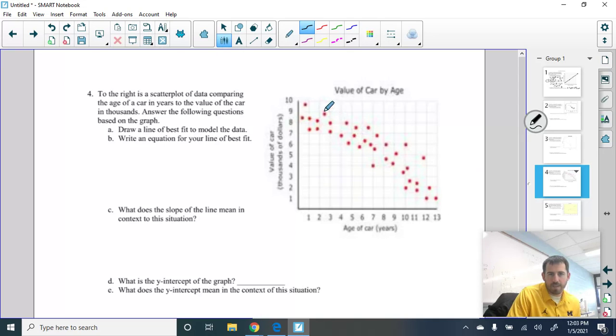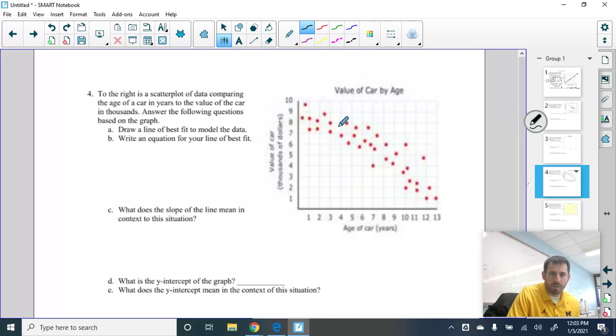Okay, so in this case, it says to the right is a scatter plot of the data comparing the age of a car in years to the value of the car in thousands. Okay, obviously it's thousands of dollars. And it says answer the following questions. Well, in this case, it's going down, and that makes sense because the longer you have the car, the less it's going to cost someone else to buy it from you. Okay, or the less it would be worth.